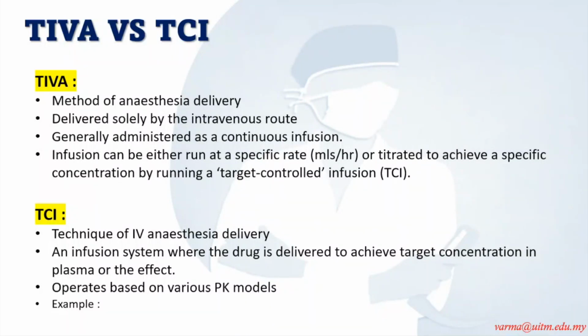An infusion system where the drug is delivered to achieve a target concentration in plasma or the effect site. The target can be in the plasma, or your target can be the brain, which is the effect site. Okay, operates based on various pharmacokinetic models. Examples of pharmacokinetic models, we will go into, like Marsh, Schnider, Eleveld, and everything. So I hope this is clear.